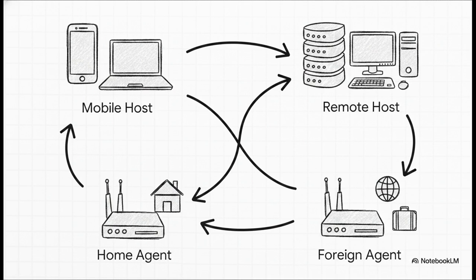But the real magic happens with the agents. The home agent is a specialized router sitting in your original network, and the foreign agent is a specialized router in your new network. They work together to handle the traffic handoff and keep you connected.